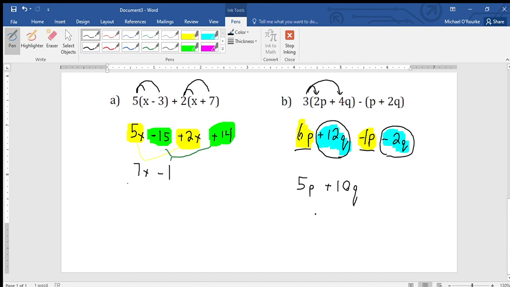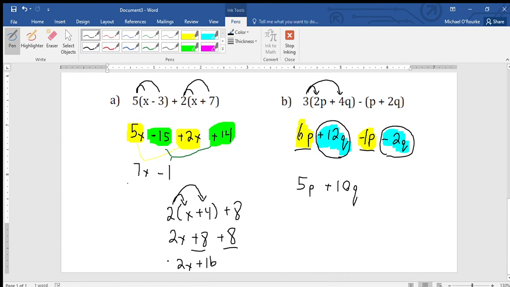I'm going to do one more here. Let's do 2 bracket x plus 4, plus 8. This one here, we're still going to rainbow, but it's only applying to the bracket part. So we're going to do 2 times x, 2x, 2 times 4 is plus 8. And this plus 8 just wasn't involved with that calculation, so we're just going to leave it here. Then we can collect our like terms, and we have 2x plus 16. Okay, so here are your examples of distribution. So enjoy your questions.